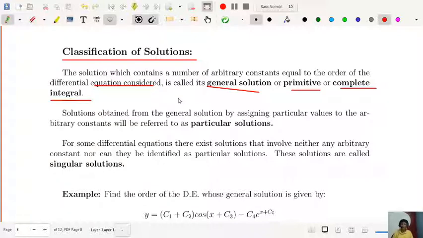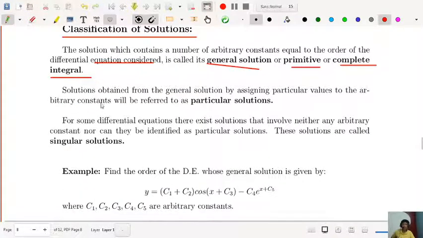There are three names. If you consider a second order differential equation, your number of arbitrary constants will be 2. We already talked about that. That is called the general solution, or primitive, or complete integral. Solutions obtained from the general solution by assigning particular values of the arbitrary constants are called the particular solutions.